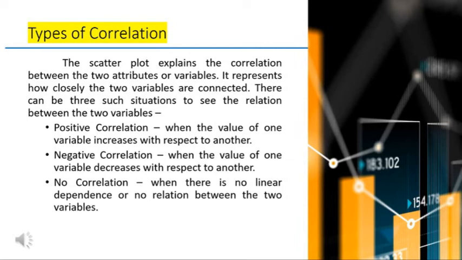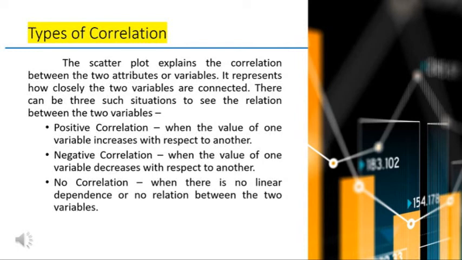The second is negative correlation, when the value of one variable decreases with respect to another. So in mathematics, we call it inversely proportional. As the value of the variable x, or the independent variable, increases, the value of y, or the dependent variable, decreases. It means that x and y have a negative correlation in such a way that when the value of one variable increases, the other one decreases.